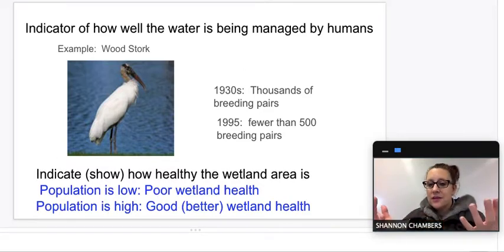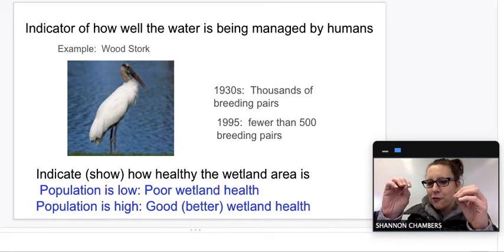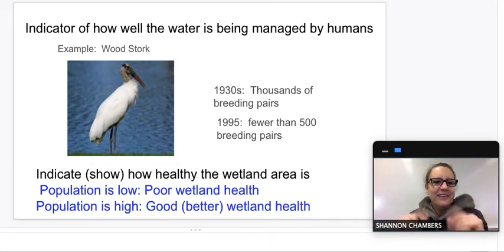When their population is high, that shows good or better wetland health. And so now people are looking at the wood stork and trying to make sure that their population is staying high by better managing that area. And their population is increasing. They were on the endangered list for a while, and now they've moved up to threatened. So they're not great yet, but they're doing better.